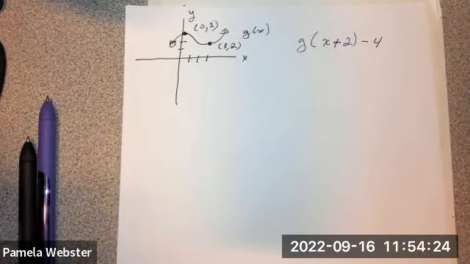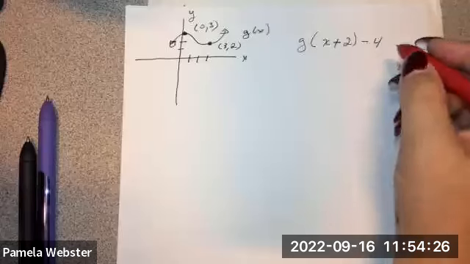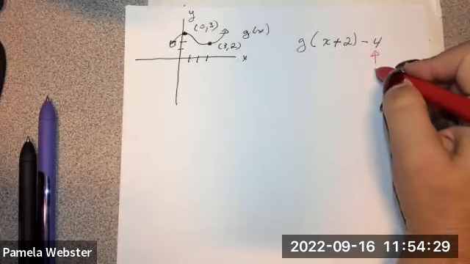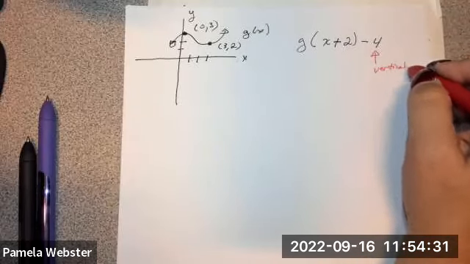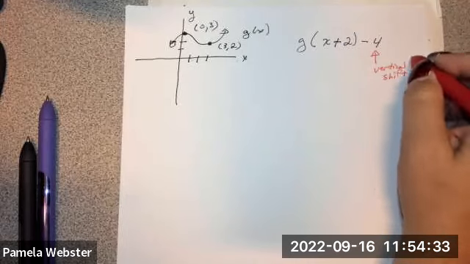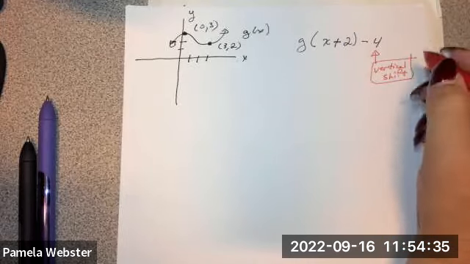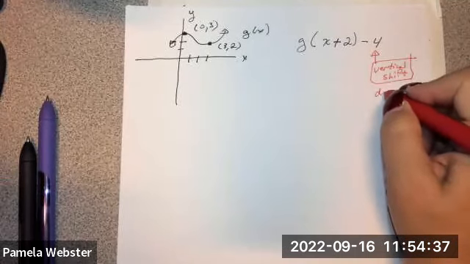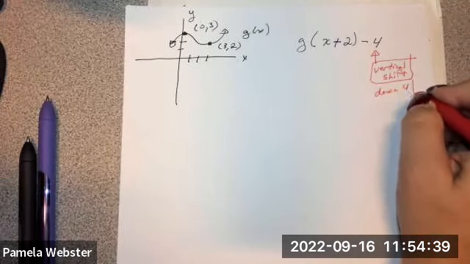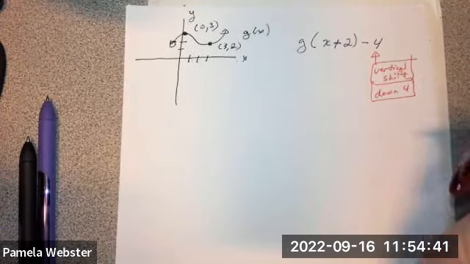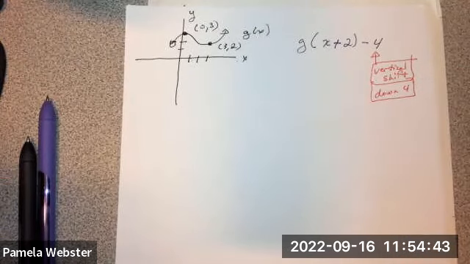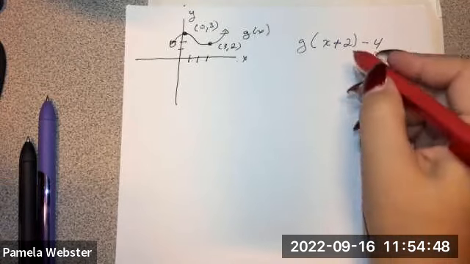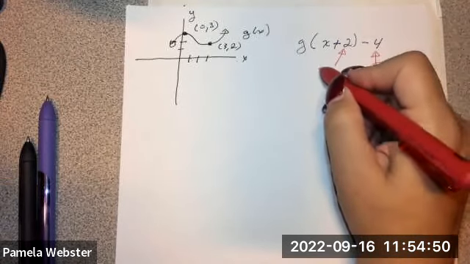All right, so let's just talk about this. The one on the outside is the vertical shift, right? And we said that it goes the same way we think it should go. So that means this graph is going to shift down 4. Are we okay with that? All right, down 4. And then what about the one on the inside? This one is the horizontal shift, right?